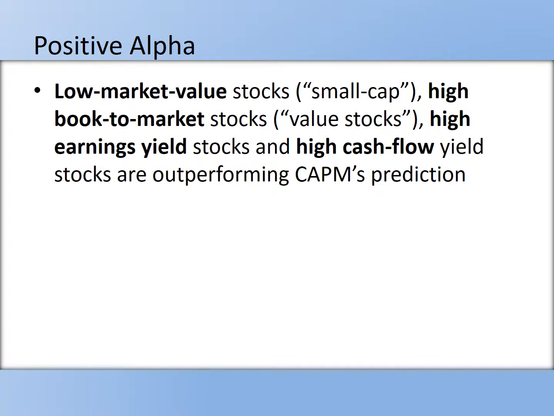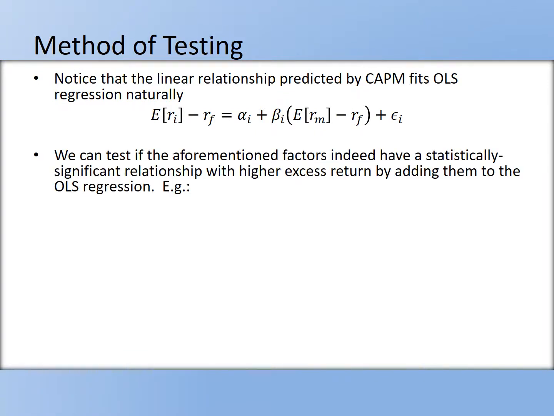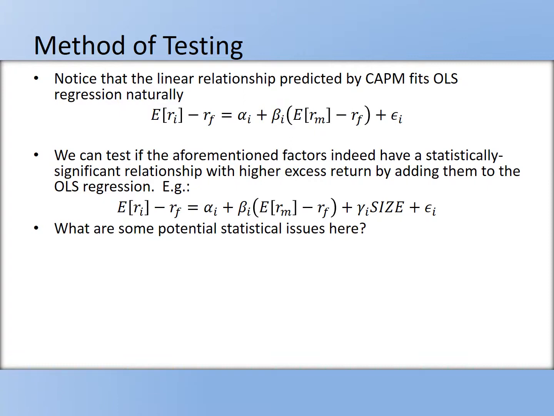So we're going to focus on the fact that low market value stocks, which we call small caps, high book-to-market stocks, which we call value stocks, and high earnings yield and high cash flow yield stocks are outperforming the CAPM prediction. So, as we mentioned before, the linear relationship predicted by CAPM makes it very good to test with simple OLS. Mostly what you need to do is to correct for serial correlation, make sure your data actually line up correctly, and then you can test whatever effect you want.